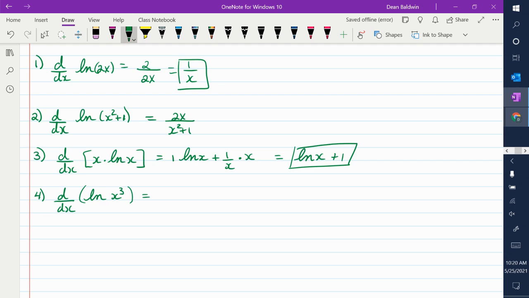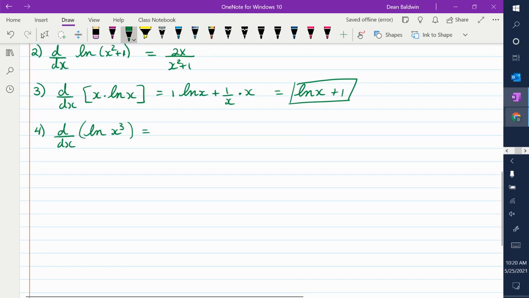So derivative of the natural log of x cubed. So you have choices at this point. One way to do it would be to do what we've been doing. The x cubed goes in the denominator. What's the derivative of x cubed? 3x squared. That cancels those, and you're left with 3 over x. That's one way, perfectly good.